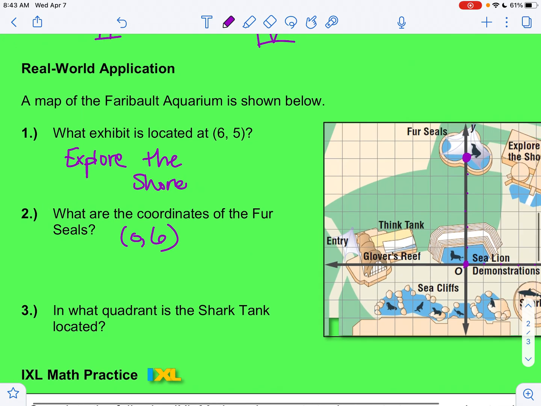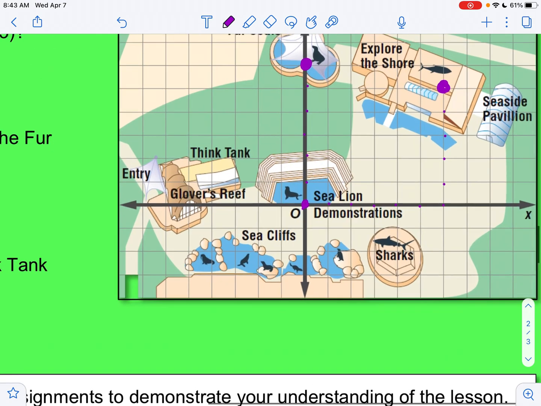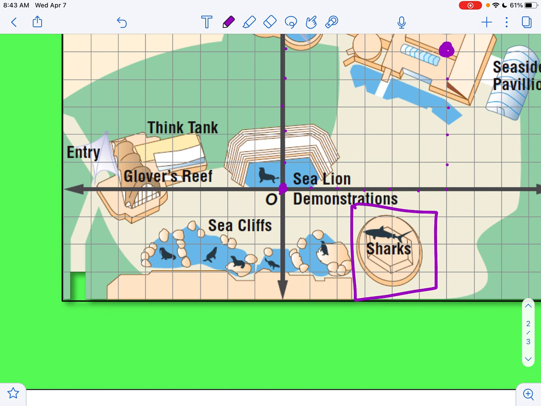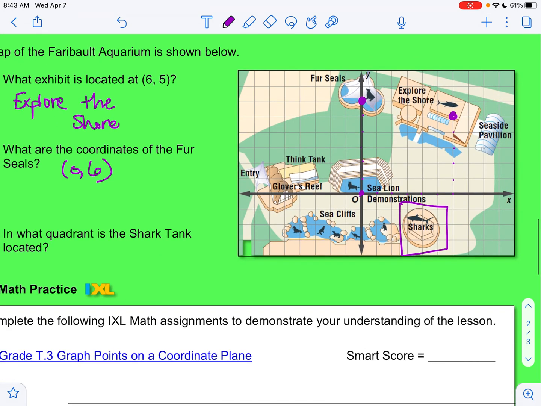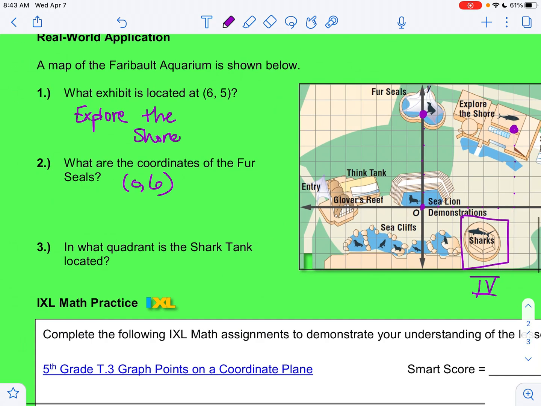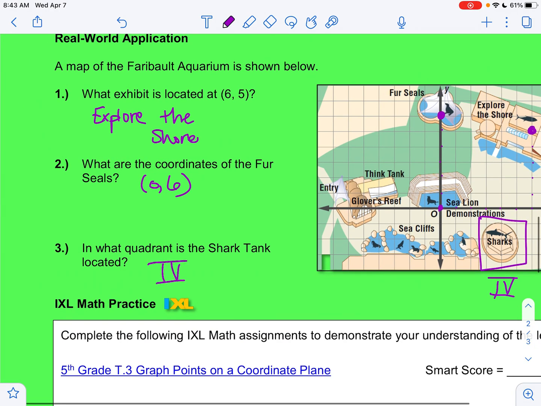Awesome, and our last question is, what quadrant is the shark tank located? Alright, so here are the sharks. What quadrant is this in? Right, it's in quadrant 4. So that is your answer.